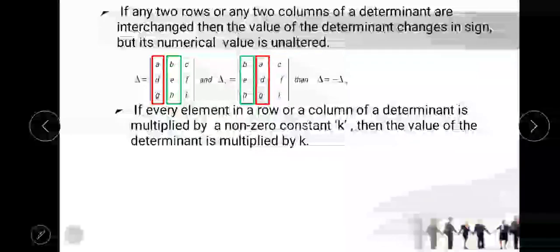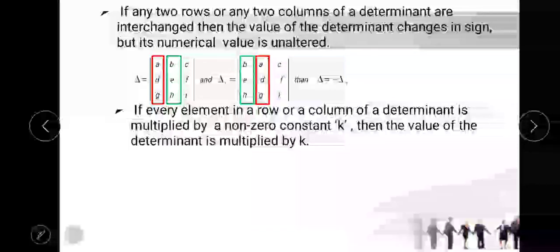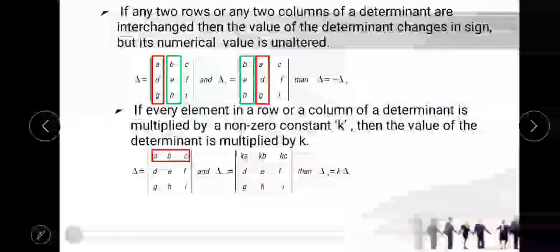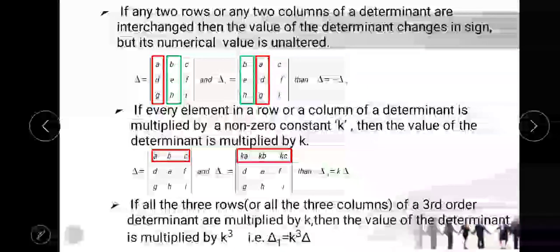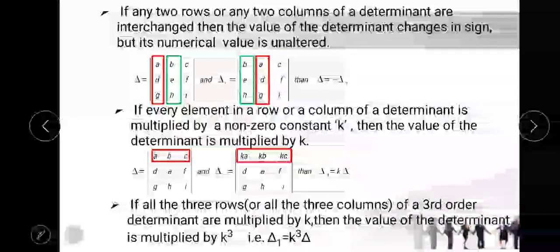If every element in a row or column of a determinant is multiplied by a non-zero constant k, then the value of the determinant is multiplied by k. For example, here if I multiply the first row by k, then the determinant of the second matrix is equal to k times the determinant of the first matrix. If all three rows or all three columns are multiplied by k, then the value of the determinant is k cubed times the original determinant.